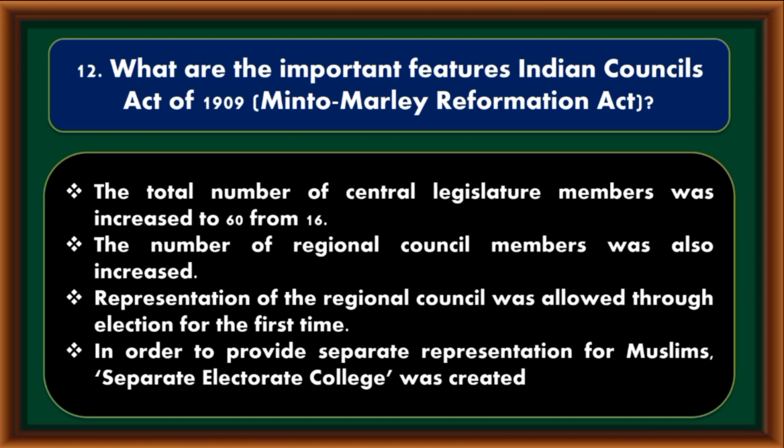What are the important features of the Indian Councils Act of 1909, or the Minto-Morley Reformation Act? The total number of central legislature members was increased to 60 from 16. The number of regional council members was also increased. Representation of the regional council was allowed through election for the first time. In order to provide separate representation for Muslims, a separate electoral college was created.